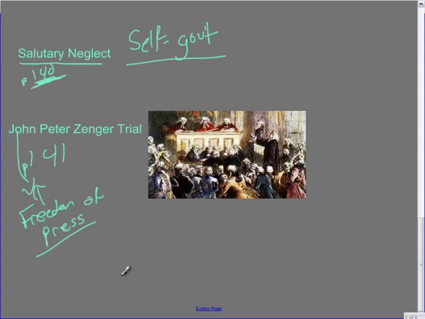So he wins. They decide that is the case. You can print true things in the newspaper, and that's where the freedom of press is established. So John Peter Zenger trial, always associate that with freedom of press. John Peter Zenger, freedom of press.